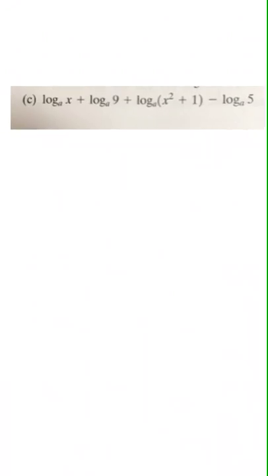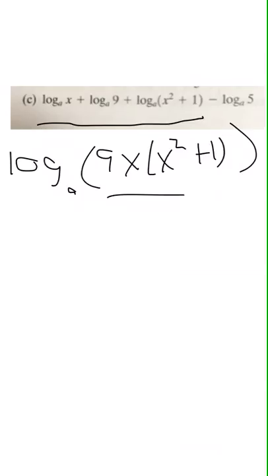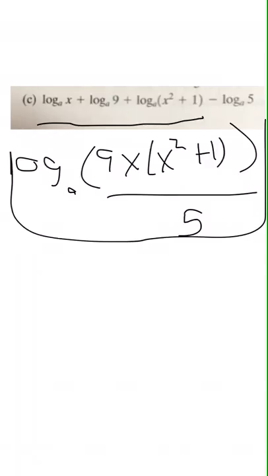Alright, so for part C, log base A of x plus log base A of 9 plus log base A of x squared minus 1 minus log base A of 5. Since we're adding these three first, you can multiply the inputs together. So that's log base A of x times 9 times x squared minus 1, or you could do 9x times x squared minus 1. Now since we're subtracting log base A of 5, you could divide that by 5. Easy. That should be pretty simple.